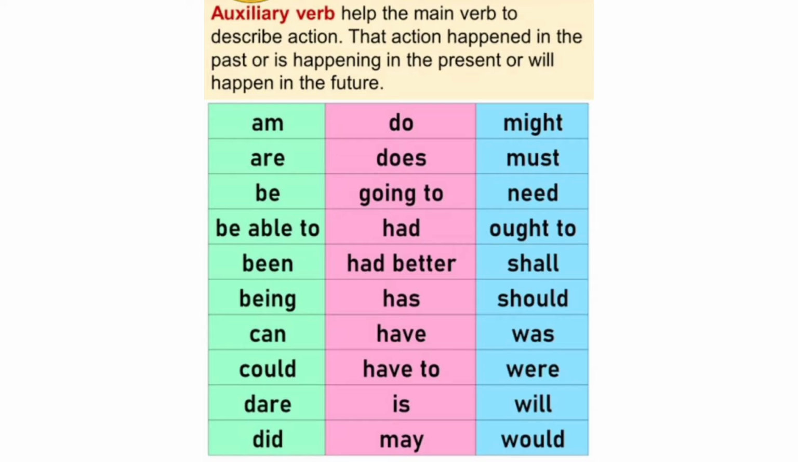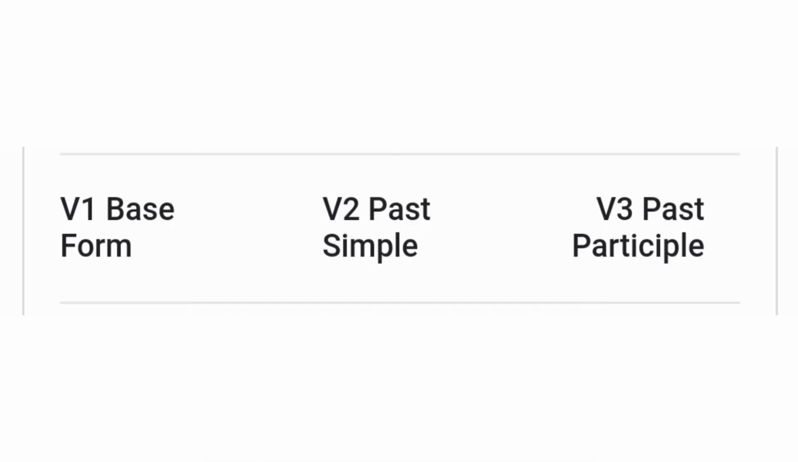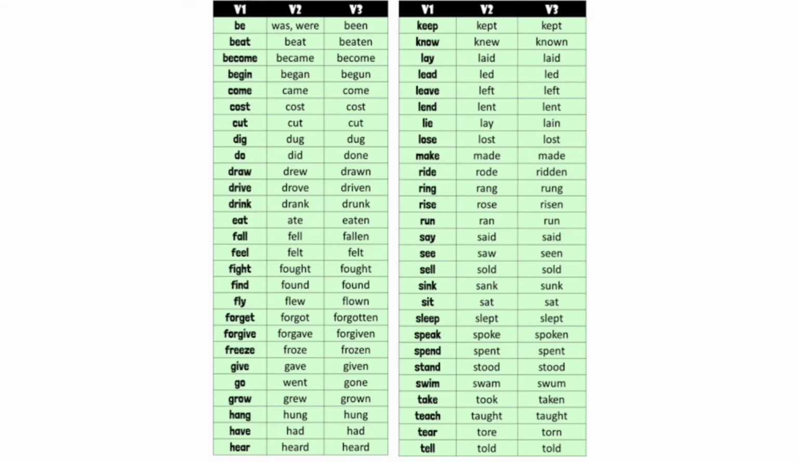Please note that these auxiliary verbs are used based on the form of the main verbs to help it and to describe an action. It is also to be noted that while explaining the 12 forms of the tenses, we often use V1 to represent the simple present form of the verb, V2 to represent the simple past form of the verb, and V3 to represent the past participle form of the verb used in the sentence. Now you can just go through some of the V1, V2 and V3 forms of the verbs.